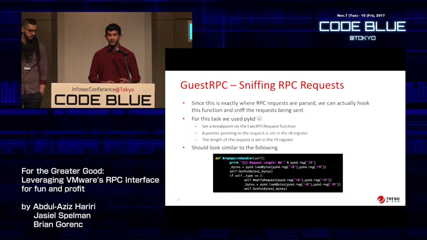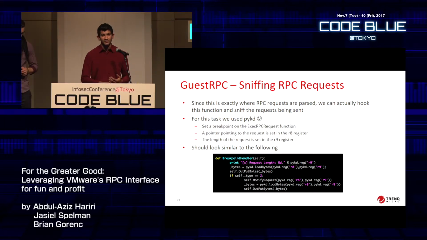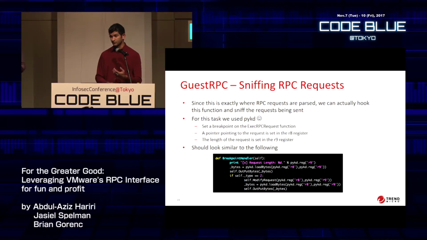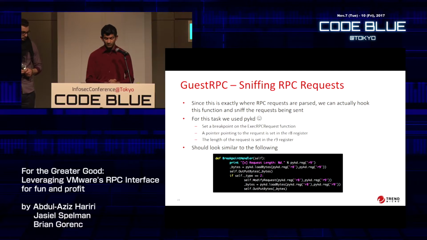Knowing that this is where the RPC requests come in, it makes for a great place to inject code so that we can try and track what all is being sent. And for this, we ended up using PyKD. PyKD is a Python module that interacts with the debug engine, so basically you can mix Python and WinDbg or KD or CDB. And the benefit here is we can set a breakpoint on exec RPC request, and we know exactly where it is within VMware VMX because of the reversing we did in the previous slide.